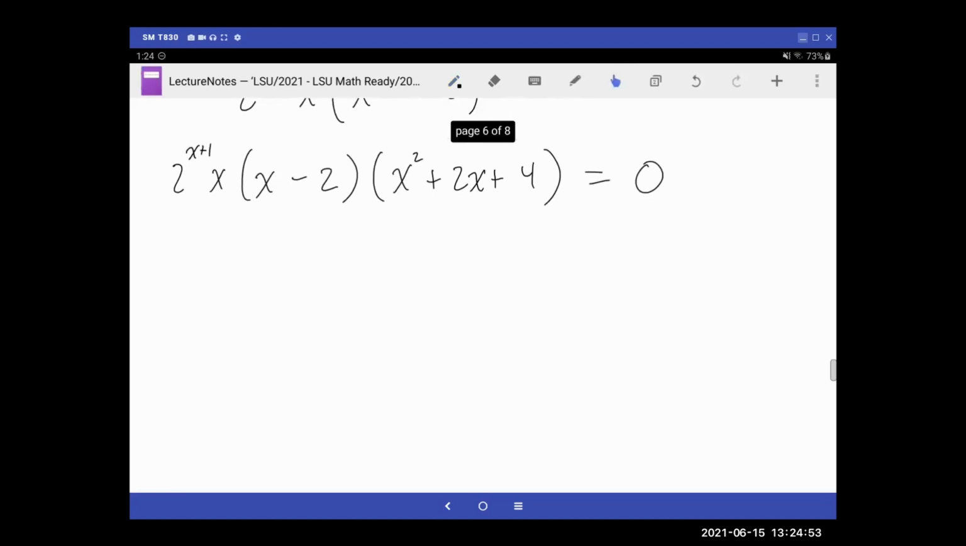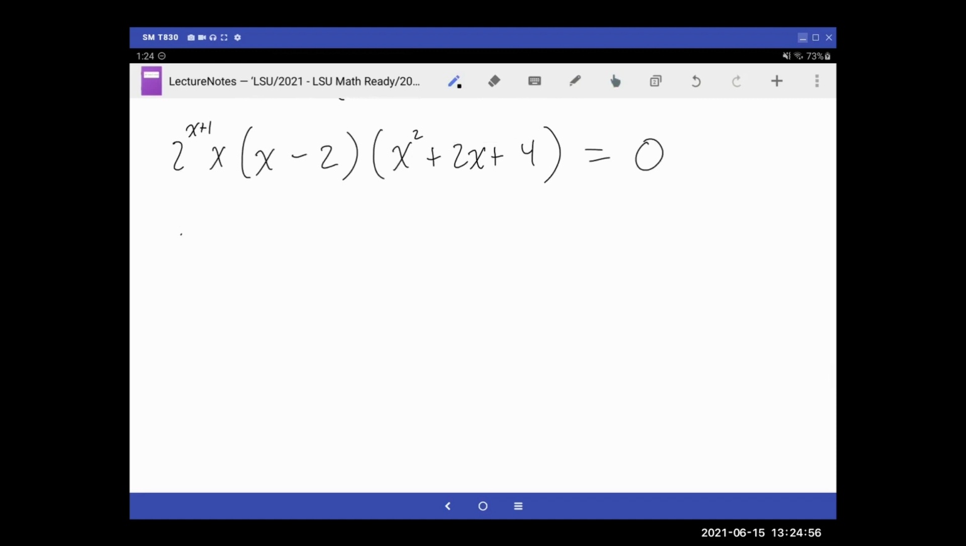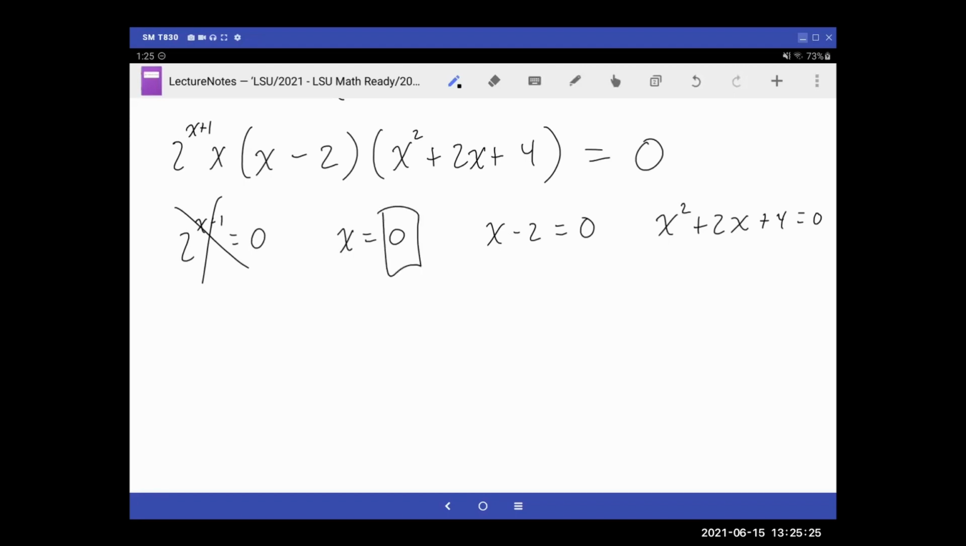So let's set them all equal to 0. 2x plus 1 equals 0. X equals 0. X minus 2 equals 0. X squared plus 2x plus 4 equals 0. Now remember we talked about this earlier. That one, you can't change the exponent and expect the value to equal 0. Okay, that doesn't happen. So that's a no solution. Here, this one's solved for me. I don't have to work that one out. This one does not require a lot of work, just 2.